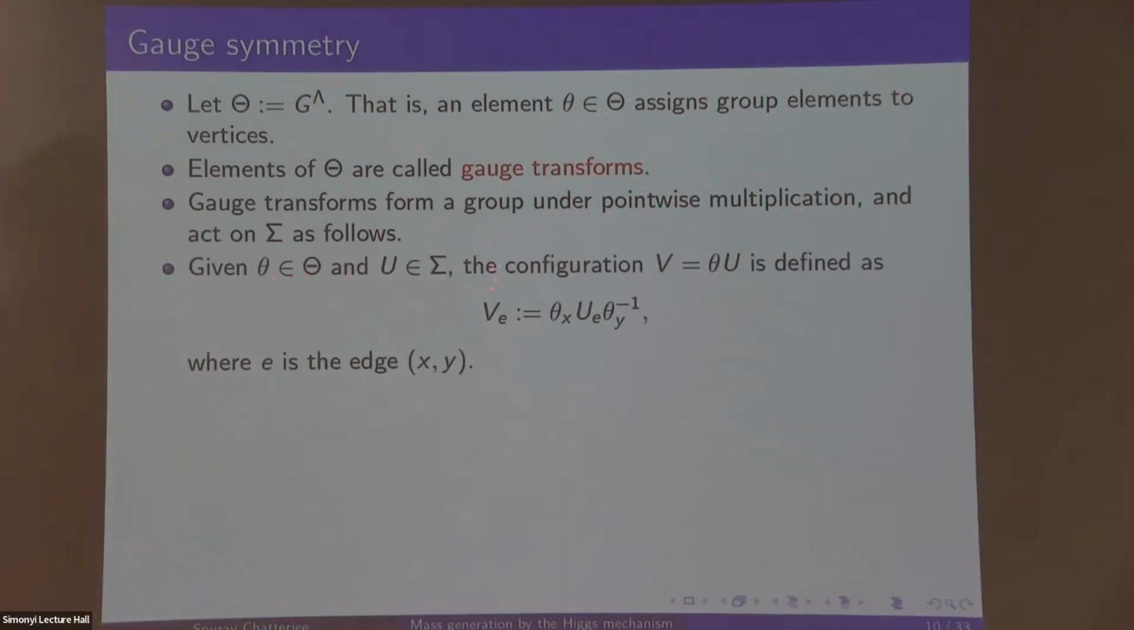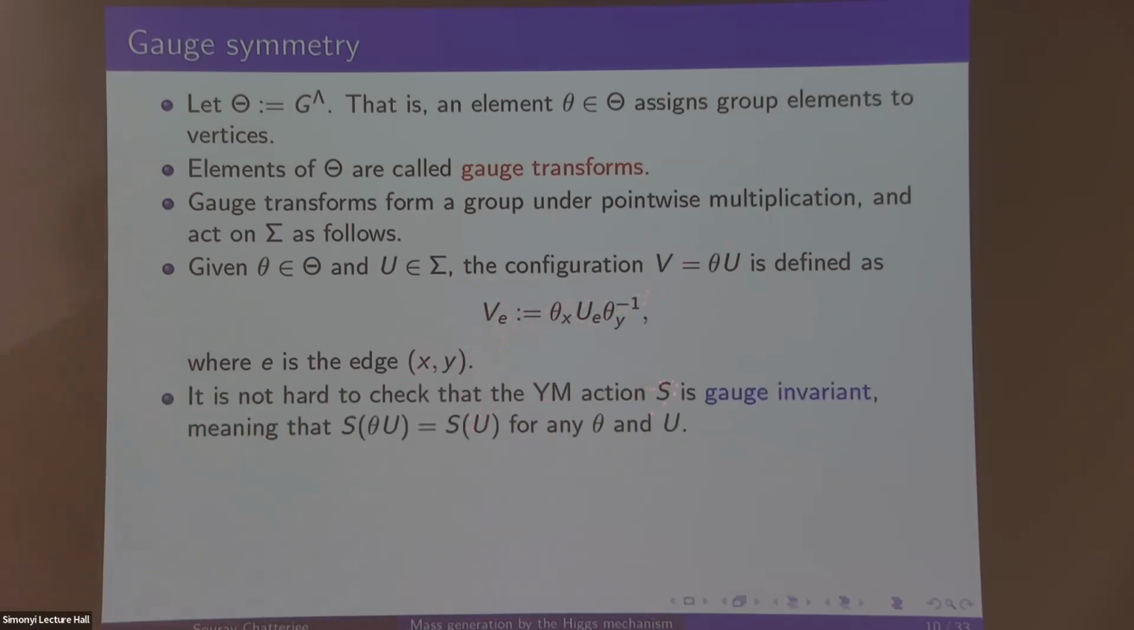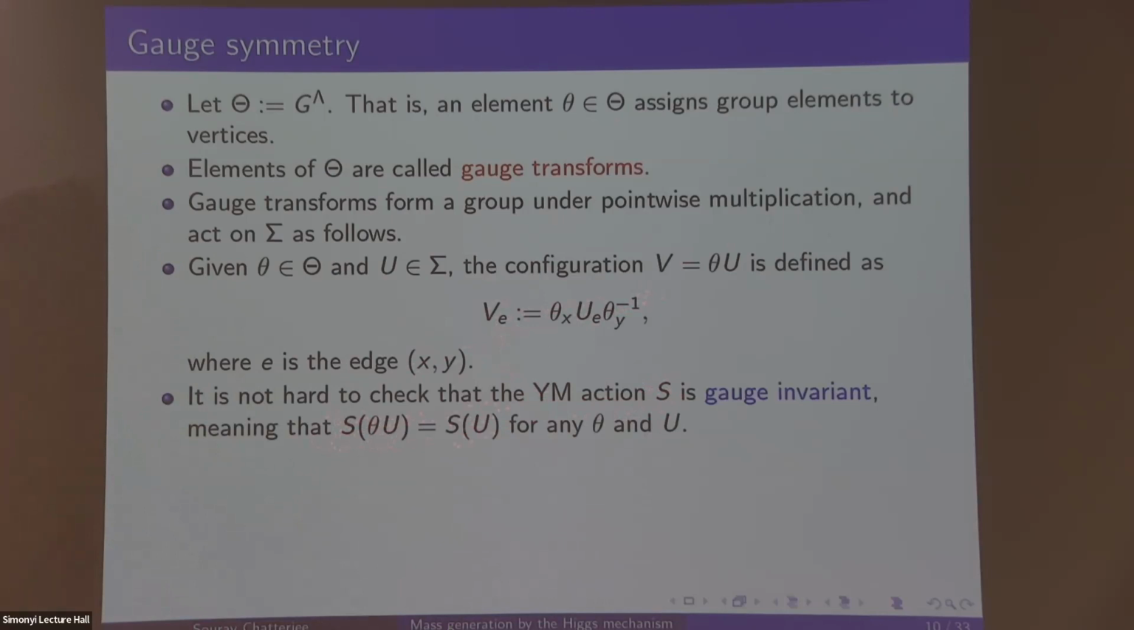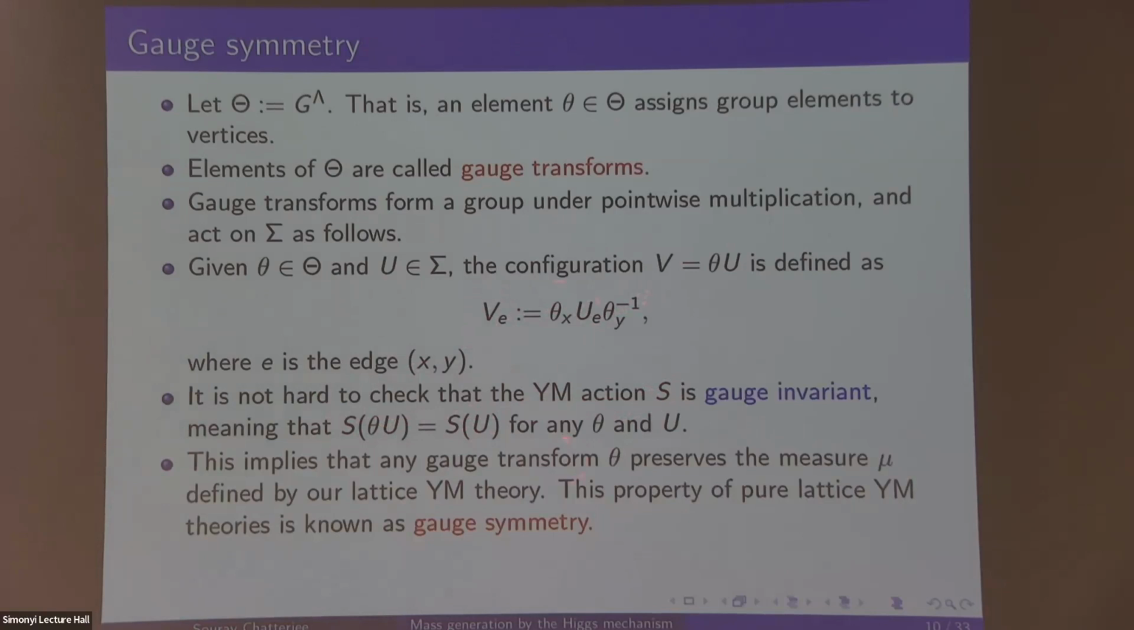Given a gauge transform and given a configuration, the action is defined as follows. Suppose E is the directed edge xy, a positively oriented edge. We define VE to be theta x UE theta y inverse. Okay, and you can check that this is a group action, and you can also check that the Yang-Mills action is gauge invariant. So if you take theta of u and figure out the Yang-Mills action, then it's equal to S of u. So this implies that any gauge transform theta preserves the measure mu defined by our lattice gauge theory. And this property is known as gauge symmetry.